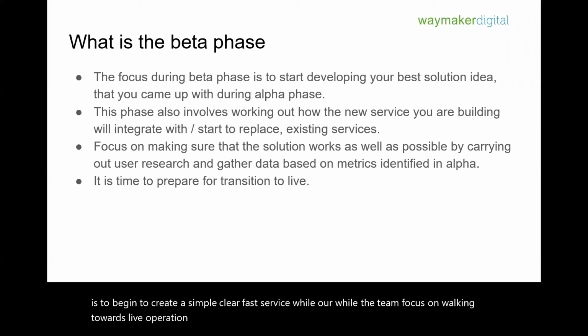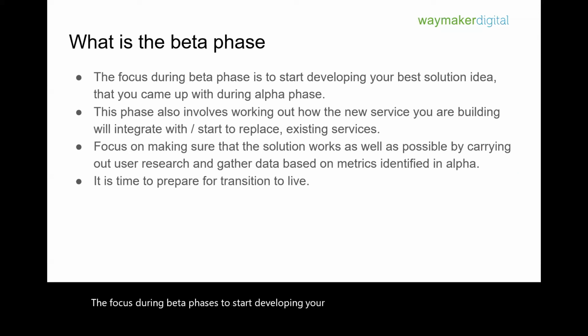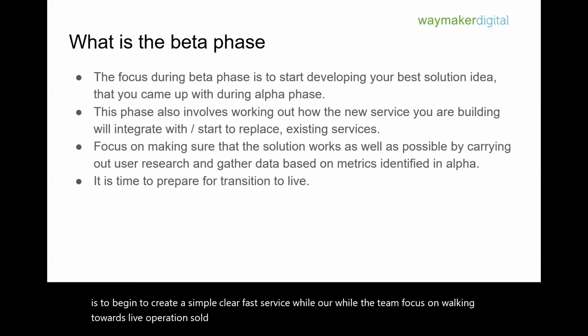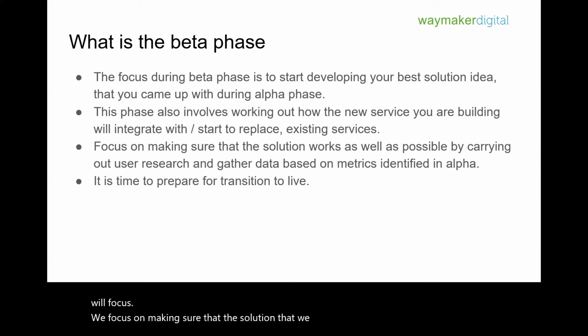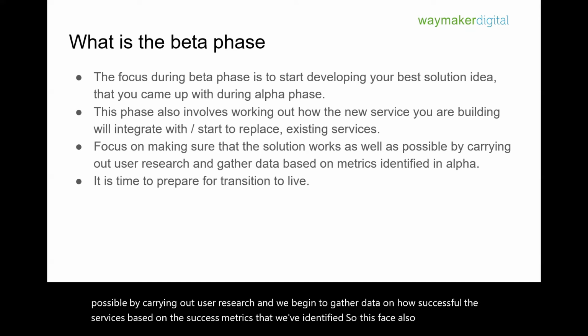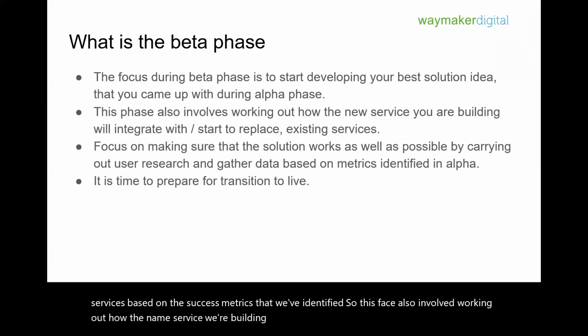So in terms of what we do during beta, we focus on making sure that the solution that we have chosen as a team works as well as possible by carrying out user research, and we begin to gather data on how successful the service is based on the success metrics that we've identified. This phase also involves working out how the new service we are building will integrate or start to replace existing services or components that exist in that space already.